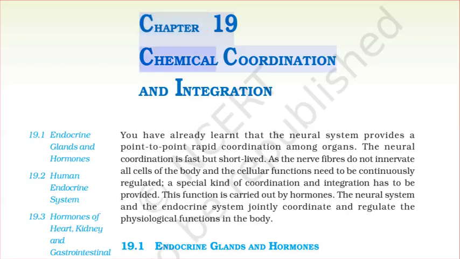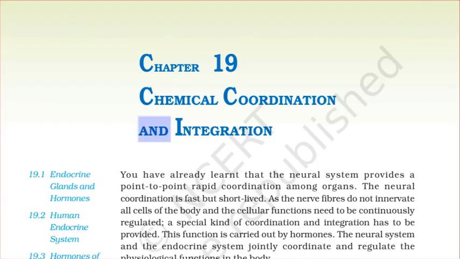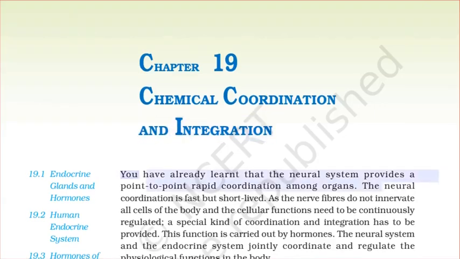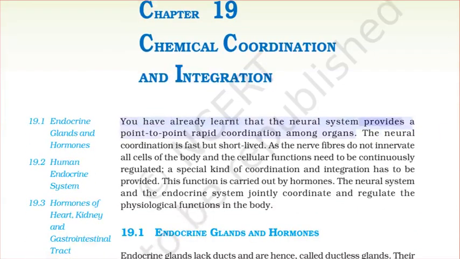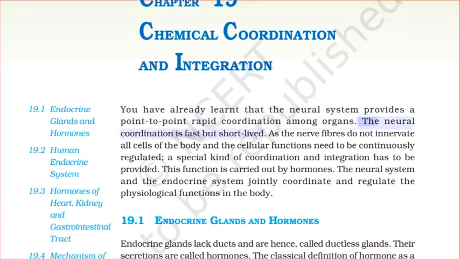Chapter 19, Chemical Coordination and Integration. You have already learned that the neural system provides a point-to-point rapid coordination among organs. The neural coordination is fast but short-lived.